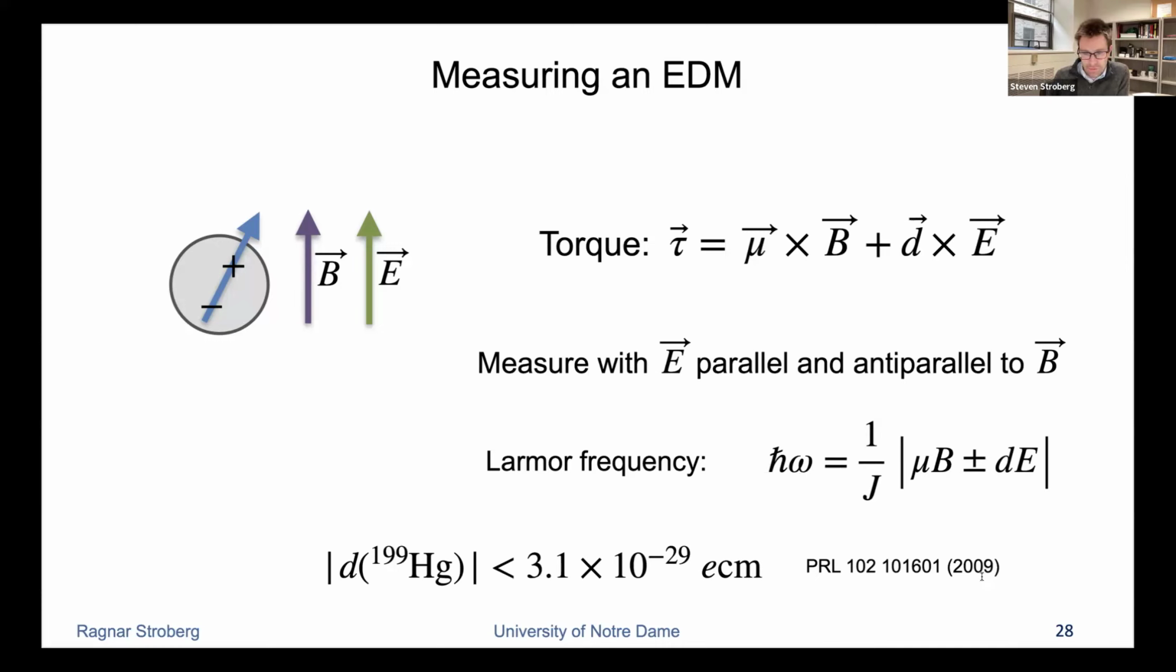So this is maybe even outdated now, I'm not sure, but in Mercury 199, you put a limit of something like 10 to the minus 29 e centimeters on that dipole moment, and that already starts limiting various proposals or sources of CP violation that should generate this dipole moment.